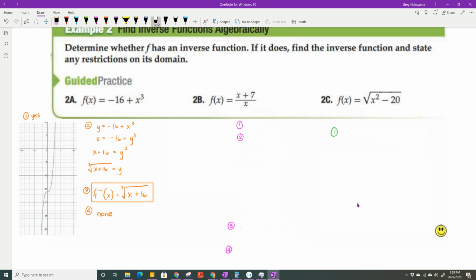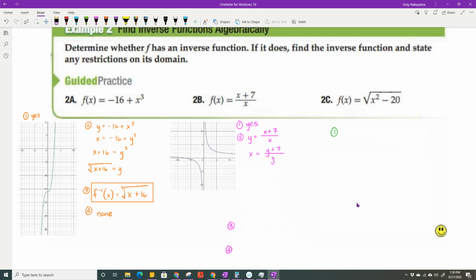Okay, 2b, f of x equals (x plus 7) over x. So what do I do first? Graph it. Does it pass the horizontal line test? The answer is yes. So I'm going to replace f of x with y, and then I'm going to solve for y. A lot of people forget, but if you think about putting this y over 1, then you're just going to cross multiply. Actually, I'm sorry, I didn't switch it.